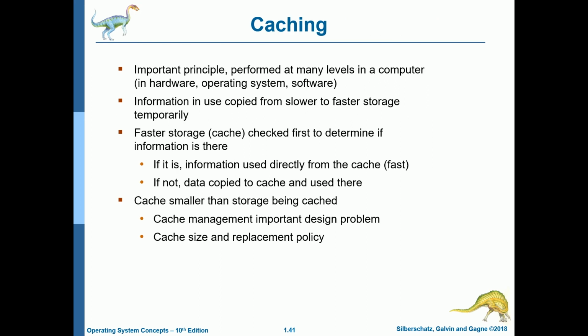Now remember, caching was an idea where we copied from slower storage to fast storage temporarily, and this is so very important when it comes to operating systems. Fast storage such as cache should be checked first to determine if the information is there. If it is, the information is then used directly from the cache, fast. But if it's not, we have to copy that information to the cache and then use it there.